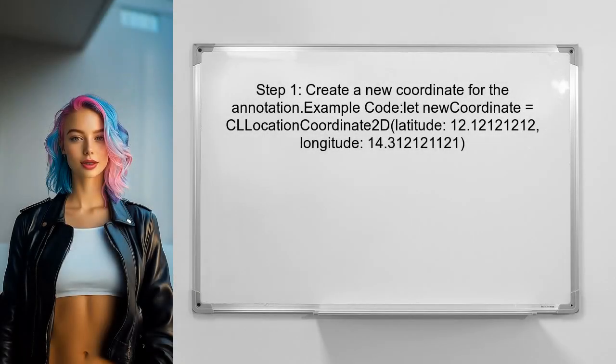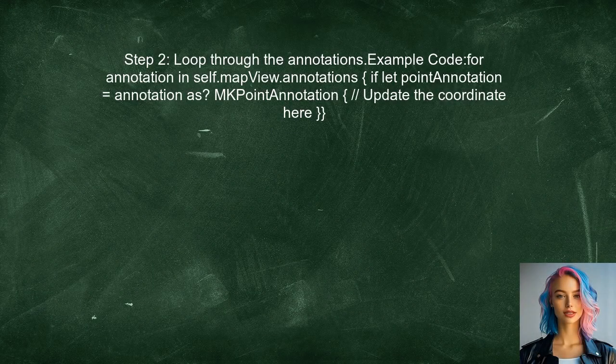To update the location of an MKAnnotation object, the user first needs to create a new coordinate for the annotation. This involves defining a new CLLocationCoordinate2D object with the desired latitude and longitude. Next, the user should loop through the annotations on the map view. For each annotation, they will need to cast it to the MKAnnotation type, which allows for updating the coordinate.